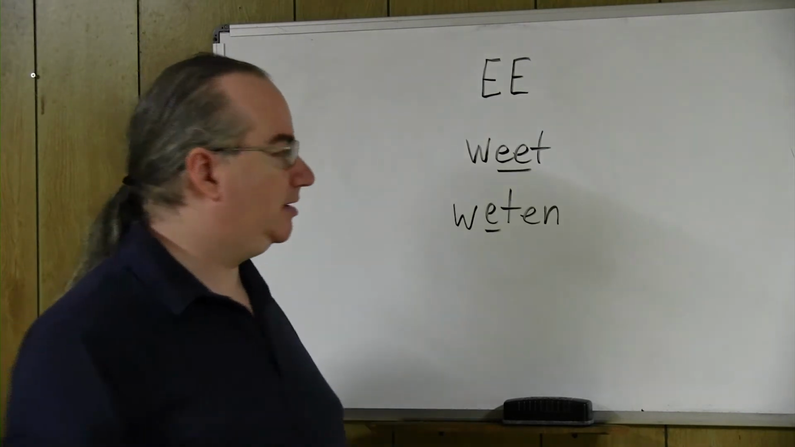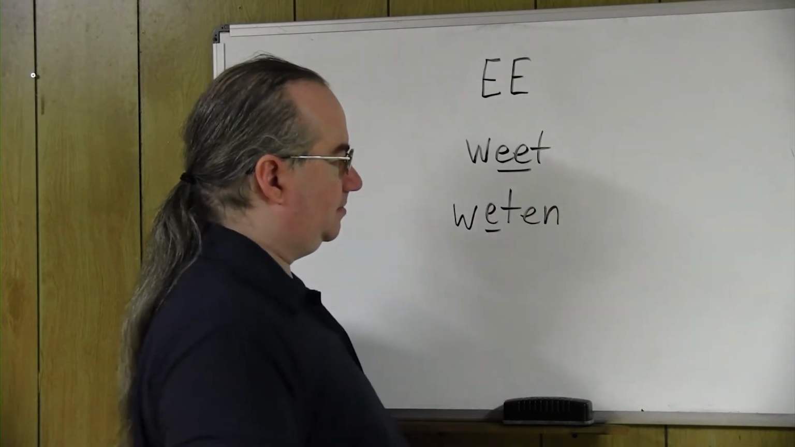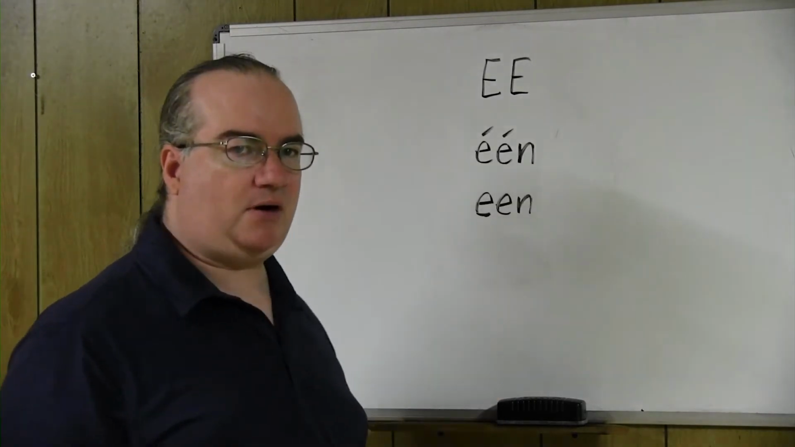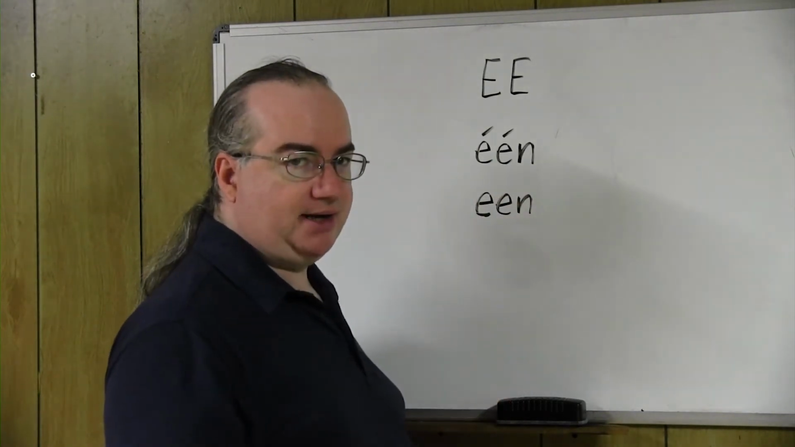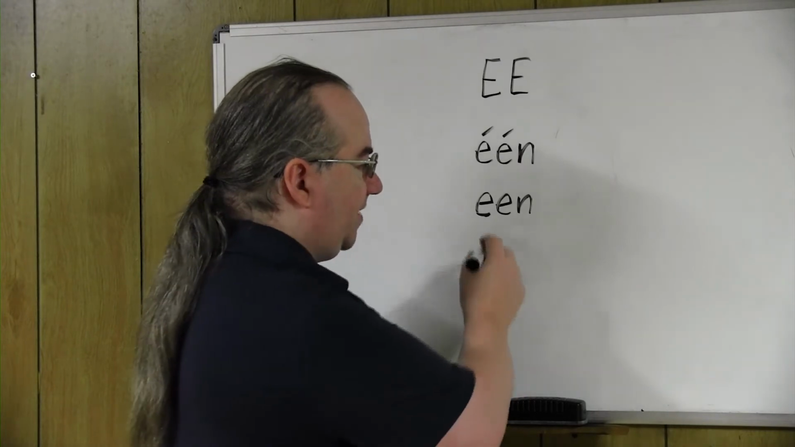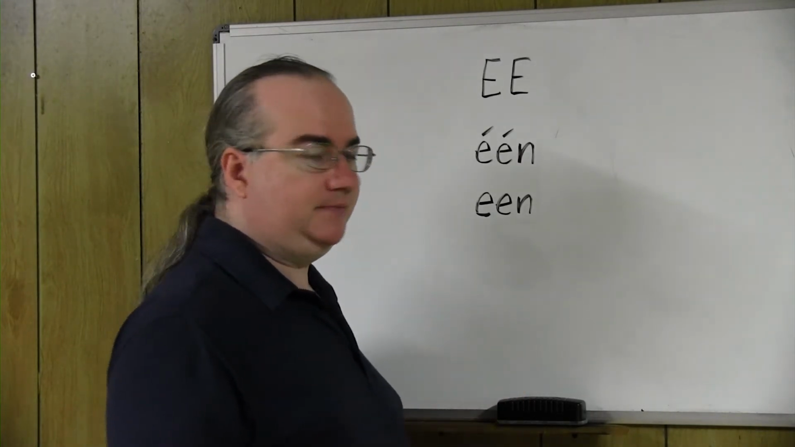The long E follows the same pattern as the long A and is pronounced with an ay sound, as in the word weet and weten. These two words, however, are a little different. The first word is pronounced een, like you might expect, but the word without the accent marks is an exception in Dutch. It's pronounced un.